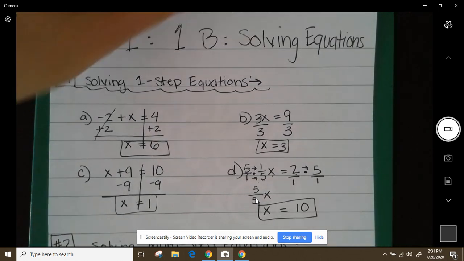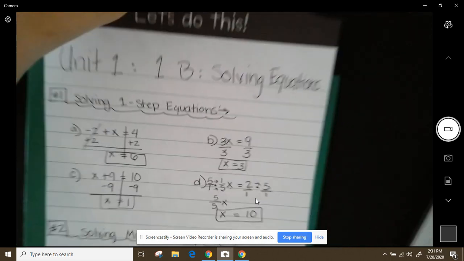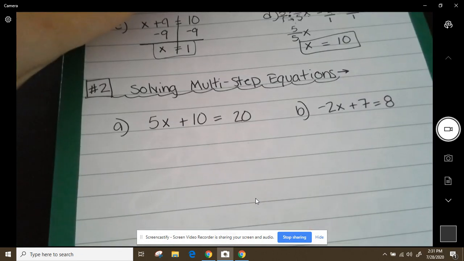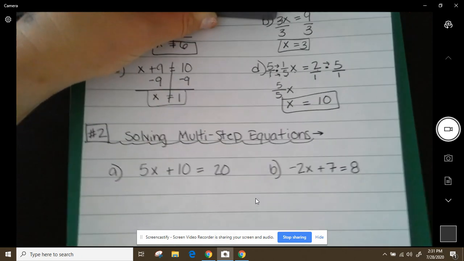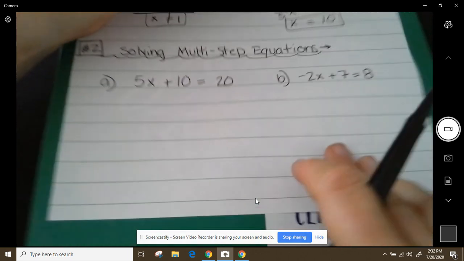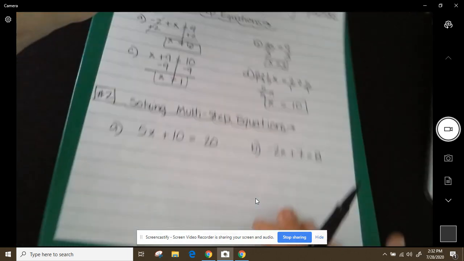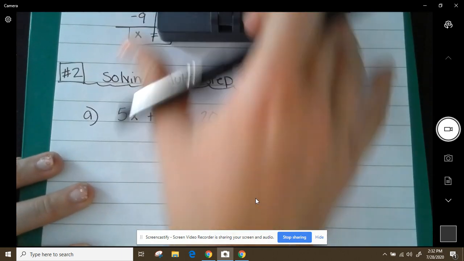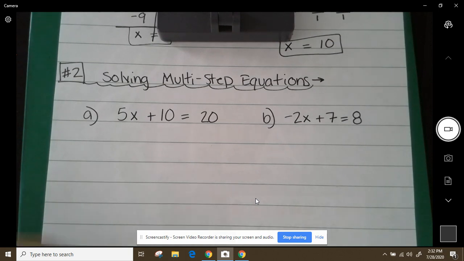All right, let's go ahead, same process here. I have a second set of equations for you, except these ones are a little trickier. So pause the video for me, and I want you to go ahead and copy these down. Sorry, I'm probably making you motion sick right now. This is the second part of it. So go ahead, pause the video. 5x plus 10 equals 20, and -2x plus 7 equals 8.